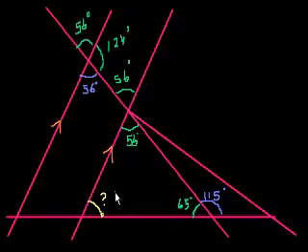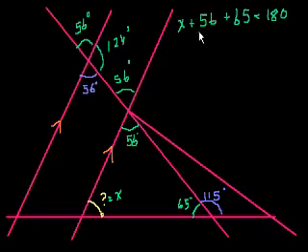So let's call this x. We know that x plus 56 plus 65 equals 180. And what's 56 plus 65? This is where I always mess up on the addition and the subtraction. So 5 plus 6 is 11, so 110... this is 121, I believe.